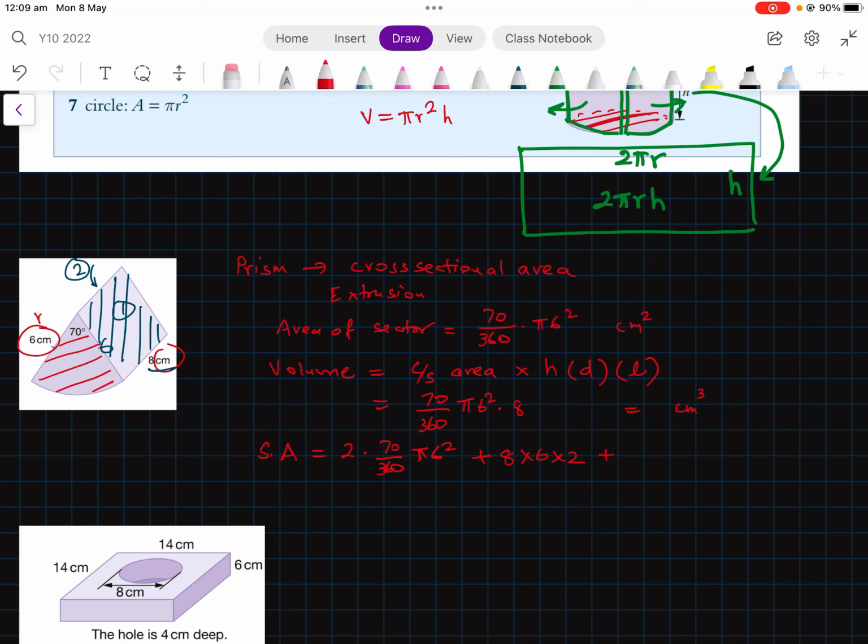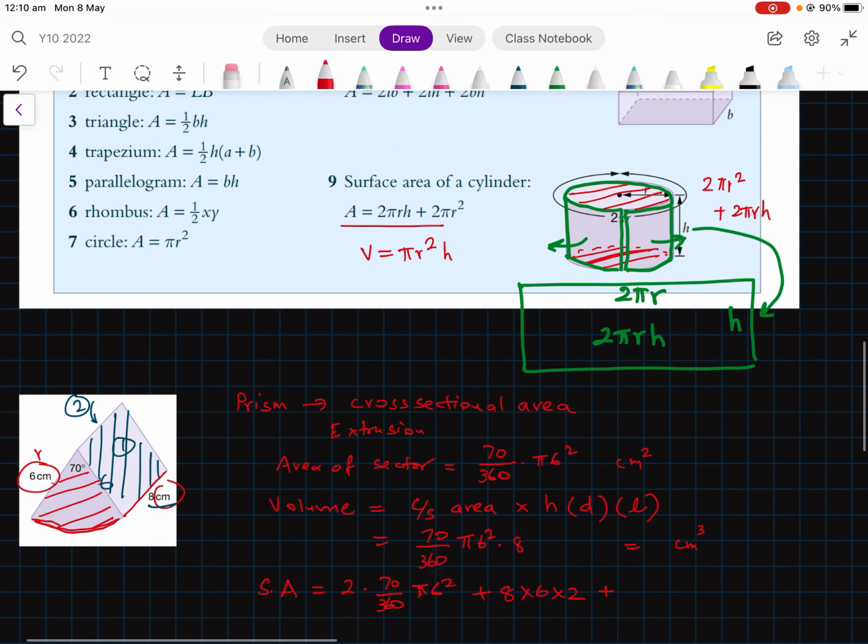Yes, correct. This one with the curved surface here, and the one that is along the depth of this prism. So this curved surface is again not a complete circle, like in the case of a cylinder we had. In the case of a cylinder we had 2 pi r and then the h.